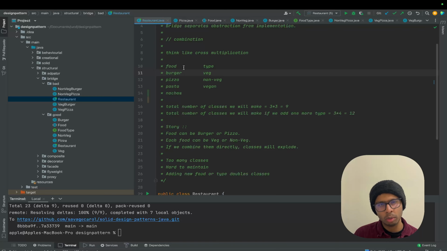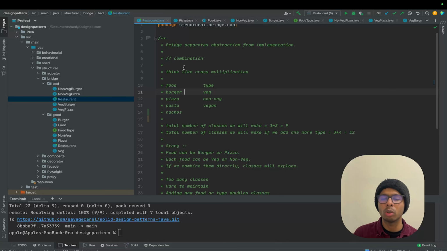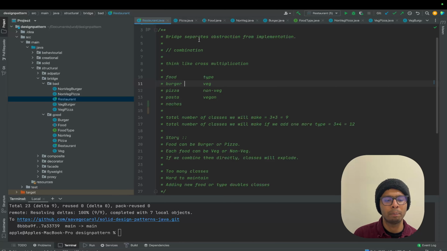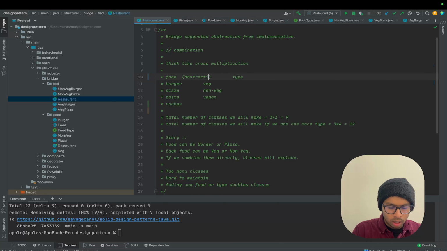Whenever we have this type of cross combination, we have to use the bridge pattern, because with multiple types of foods and multiple types of types, we have to make so many classes, and this is something that we don't want to do. So we can say that bridge separates abstraction from the implementation. Food is going to act as the abstraction from the user, and type is going to be known as the implementation. The bridge pattern is going to separate them and reduce the classes exponentially. Let's see it.